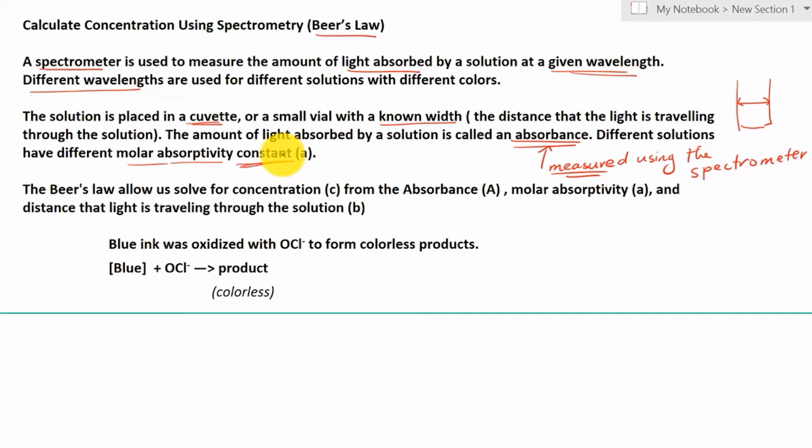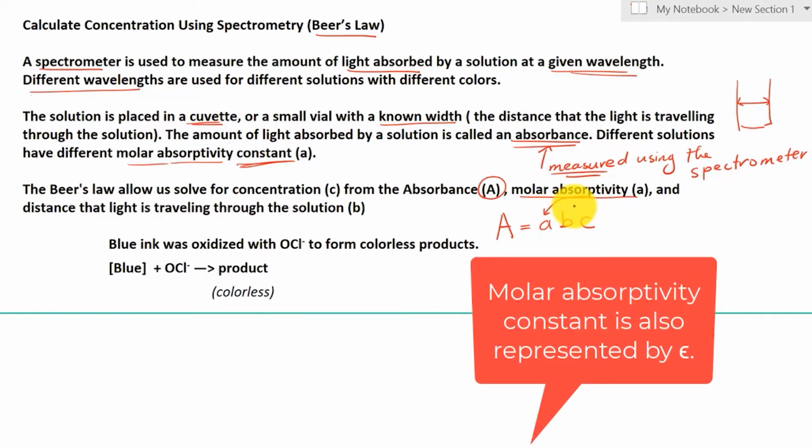So let's talk about the Beer law. First of all, the Beer law is basically capital A, which is your absorbance, equal to a, b, c. Now, what is a? Little a is your molar absorptivity constant, and this stays the same for the same substance. So if you are measuring the same substance, the molar absorptivity would not change at all. So you keep that in mind. It doesn't change.